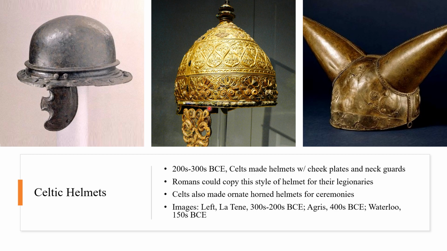But the Celts also made very beautiful, really, ceremonial helmets. This helmet's from Agris, and this helmet's from Waterloo. This is from the 400s BC, and this is from the 150s BCE. This helmet has horns. We don't think that horned helmets would have been worn in combat. Not very practical. They are heavy, and they give an enemy something that they could grab, and then defeat their foe more easily by grabbing a horn. So horn helmets were probably worn more for ceremonial purposes, we think.